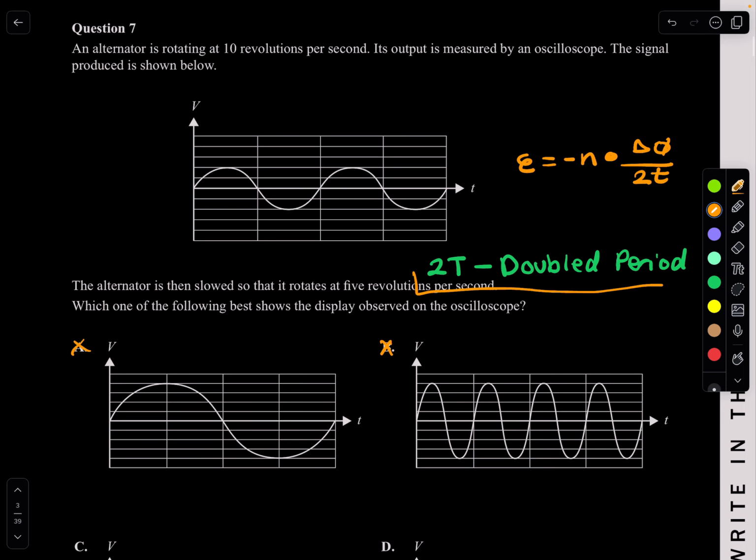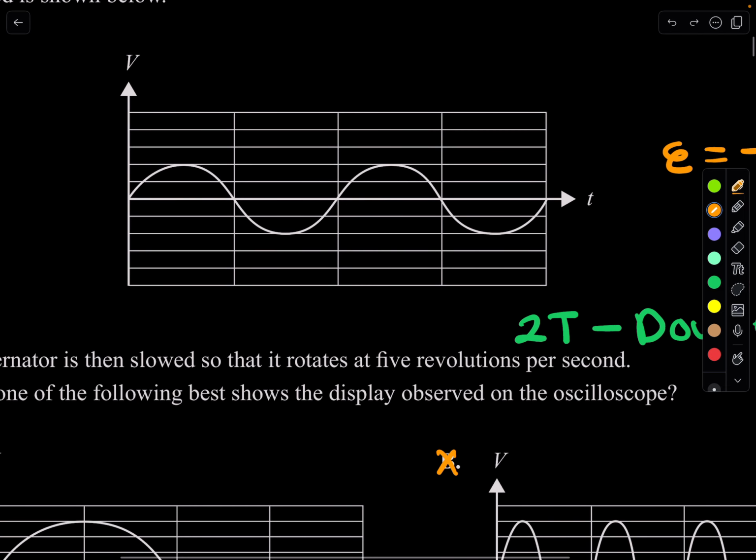Also, we said that the period has doubled. So for one cycle, let's have a look at this. This here, from here to here, is one cycle. Imagine this is 2. That's for one cycle. Say in this case, the period is 2. We have doubled the period, so now it's actually 4.